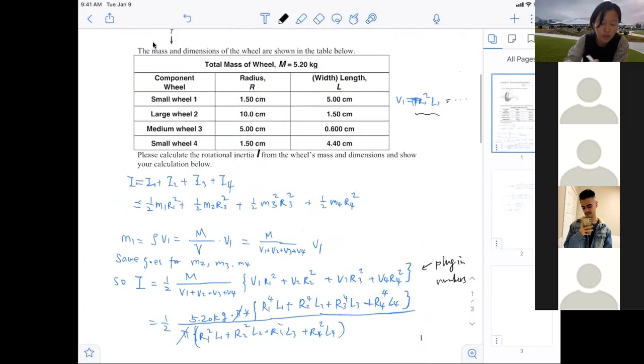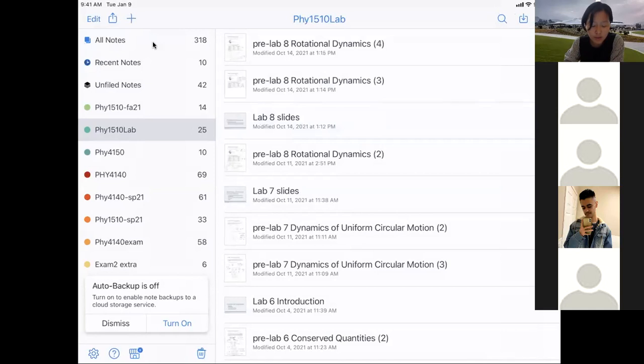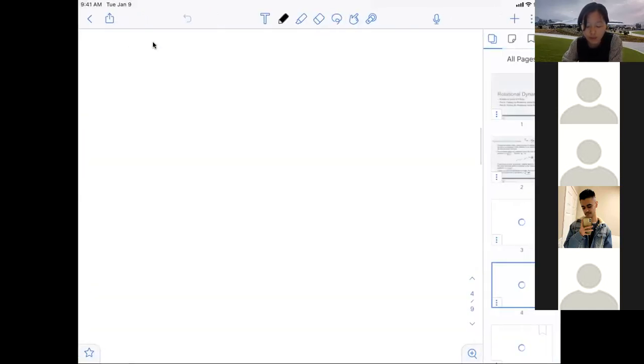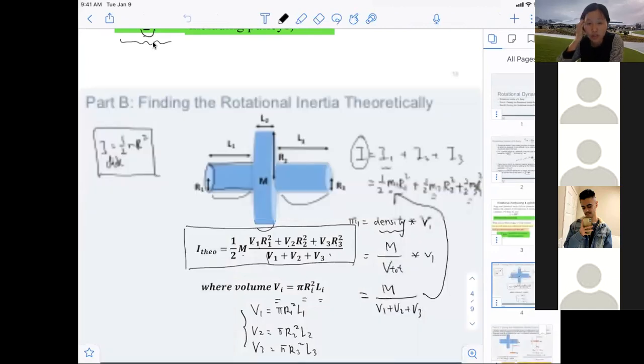So let's go to our lab. Are there any questions about how to calculate the rotational inertia theoretically? And if there are no questions on that, we can move on to how to measure the rotational inertia using experiments.